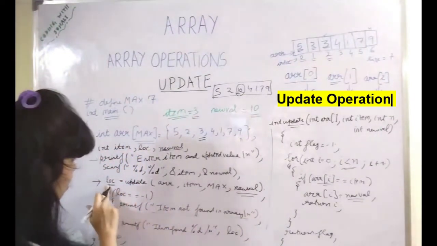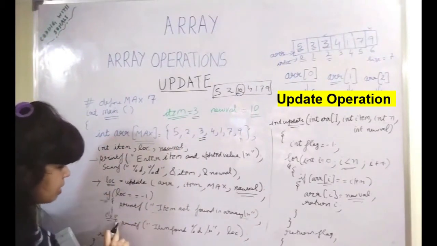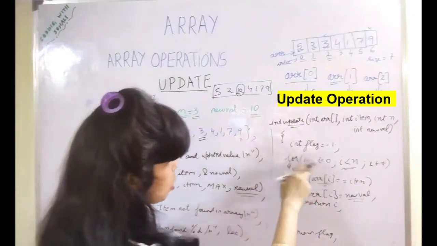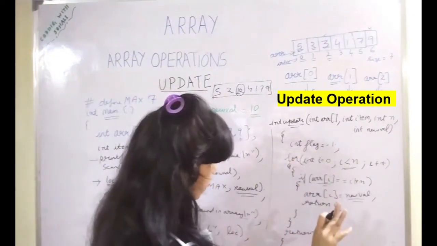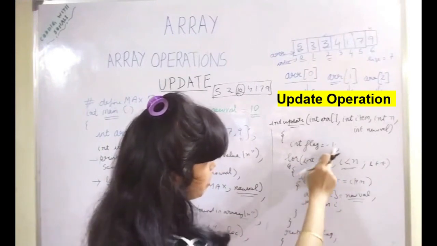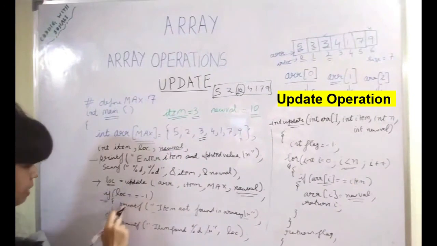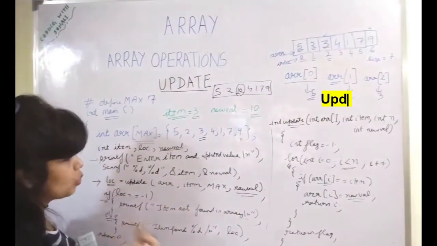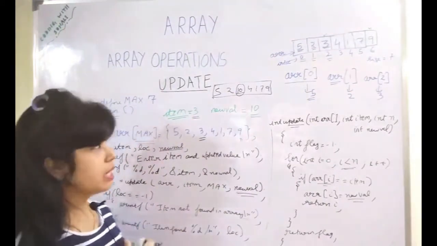So in that case this condition will not be satisfied, else will be satisfied, and you will be getting item found. If the item is not found in this for loop, then this if condition will not be satisfied, and therefore finally flag will be returned as -1. So here we are checking this, if it is -1 then we are displaying the message item not found in the array which you want to update. So this is how you will perform the update functionality in the array.